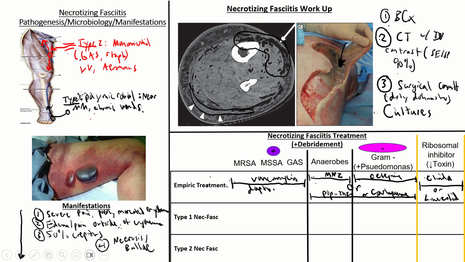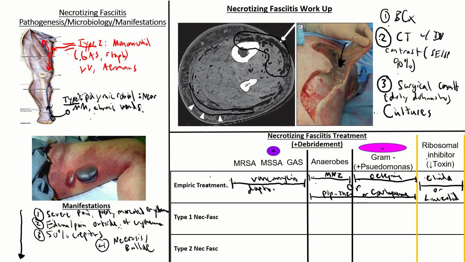So that's going to be your typical go-through for empiric coverage when you don't know if it's type 1 versus type 2. A typical regimen at our hospital would be vancomycin, cefepime, metronidazole, plus clindamycin or plus linezolid. Or you can do piptazo plus vancomycin plus a ribosomal inhibitor, or carbapenem plus vancomycin plus a ribosomal inhibitor.